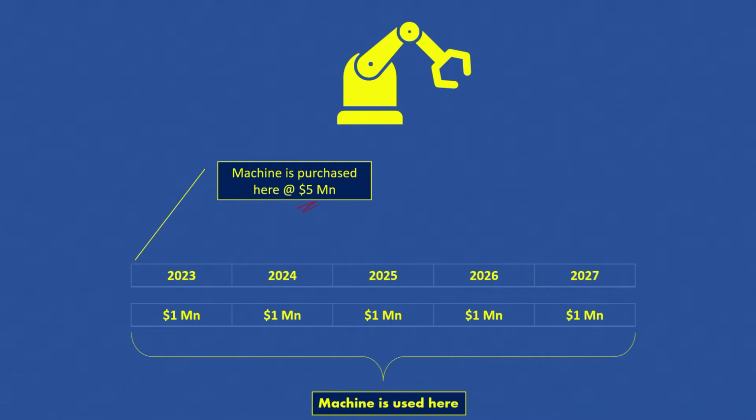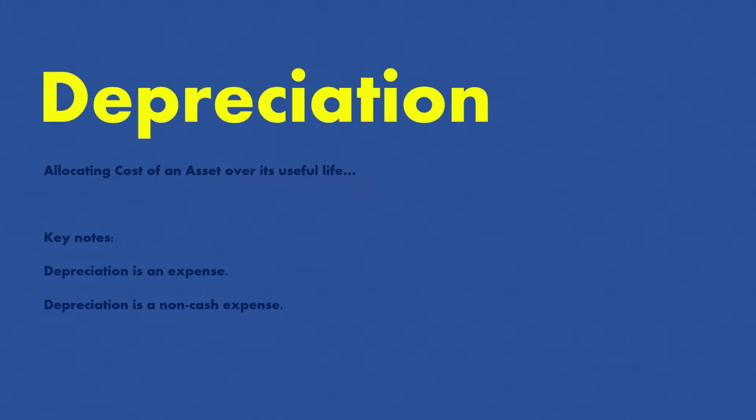So one more thing that I would like to say here, when you purchase the machine, you have to pay the cash, right? So the cash outflow must be occurring in 2023, but the expenses will be recorded gradually over the 5-year period. Now let us cover some key points. First of all, depreciation is allocation of cost of an asset over its useful life. We just got to know that.